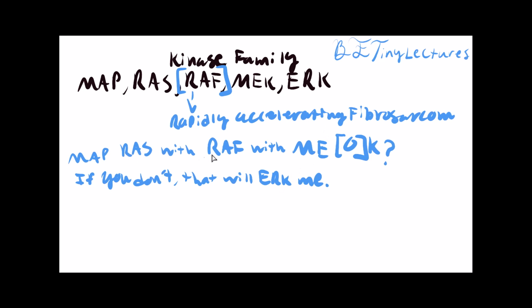And for this mnemonic, I guess, this memorizing strategy, me, K, so I just put okay, but there's no O. So just map RAS with RAF with me, okay? If you don't, that will irk me. And personally, that works for me. You can make your own, but that works for me. So on an exam, if you see any of these acronyms, most likely you're going to be talking about cancer, because cancer derives a lot from this kinase family.